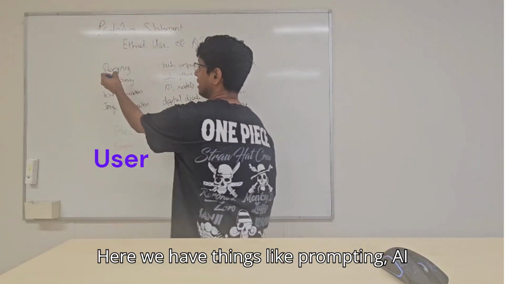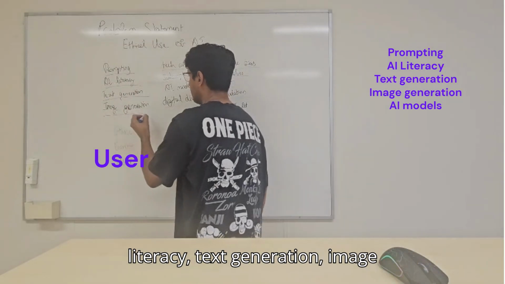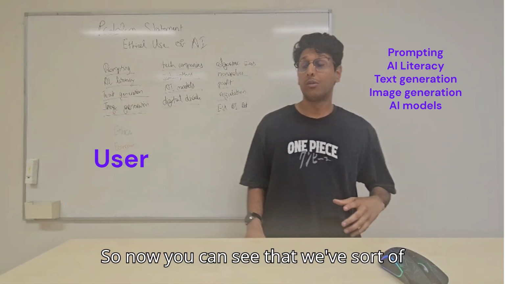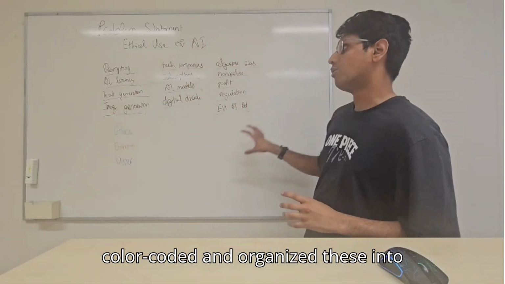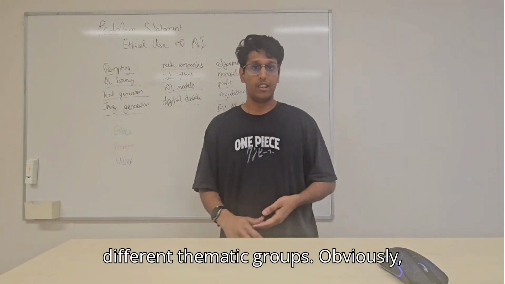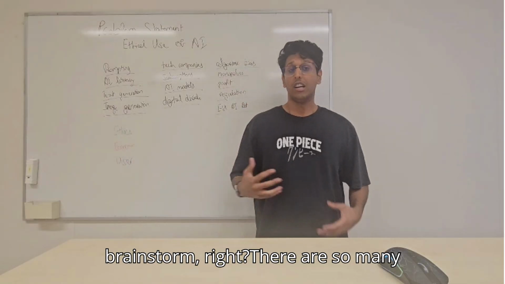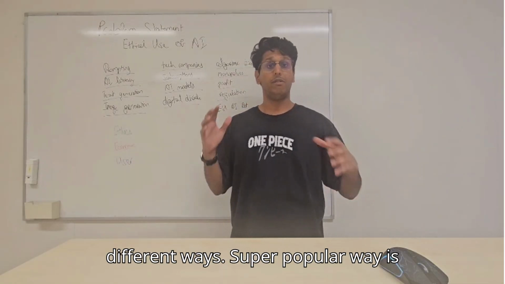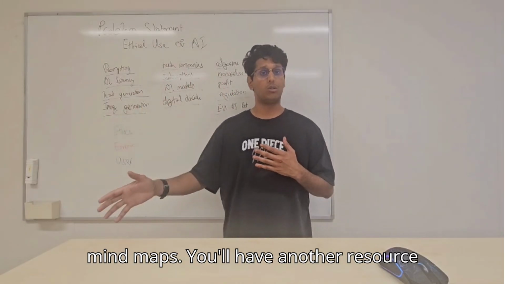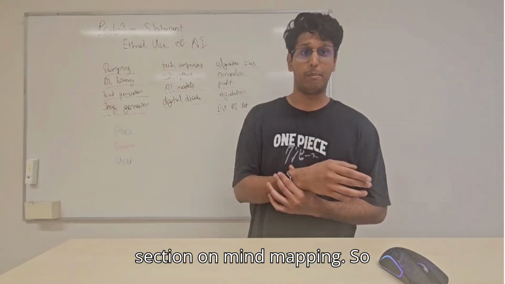Here we have things like prompting, AI literacy, text generation, image generation, as well as AI models. So now you can see that we've color-coded and organized these into different thematic groups. Obviously, this is not the only way we can sit and brainstorm, right? There are so many different ways. A super popular way is mind maps. You'll have another resource or another video in the module section on mind mapping.